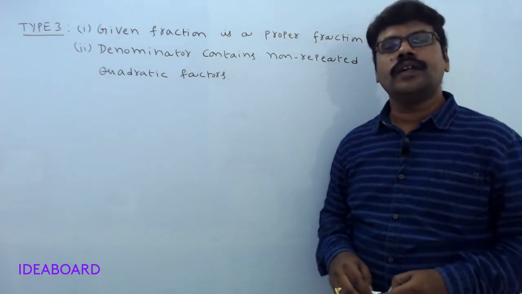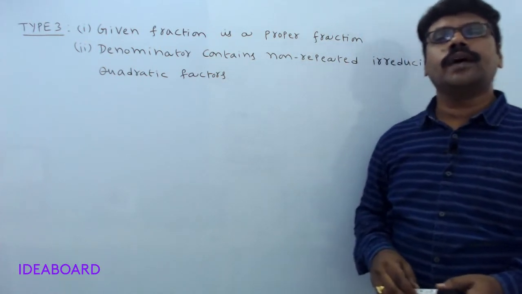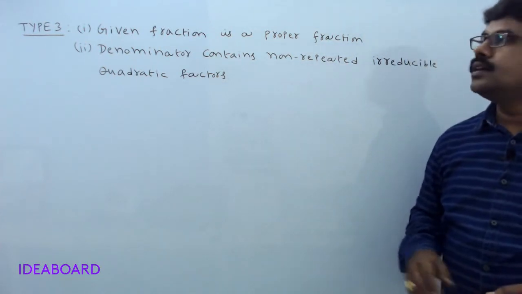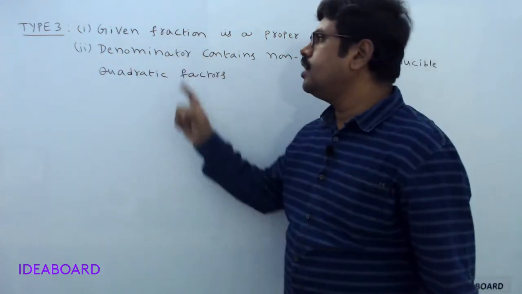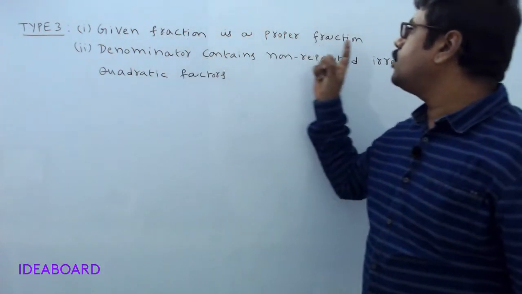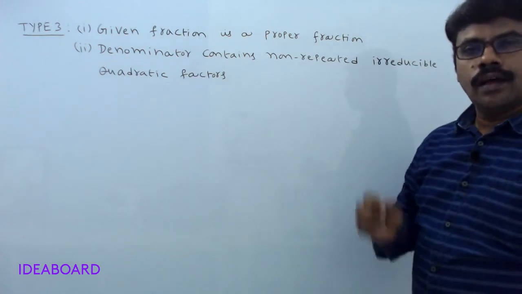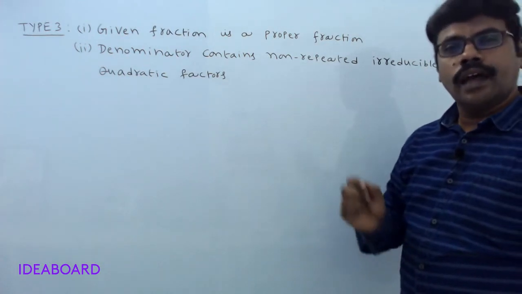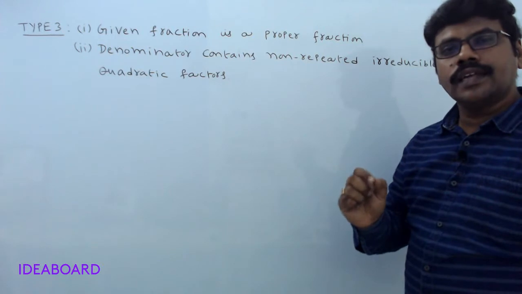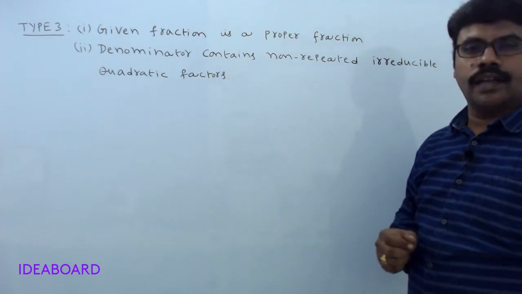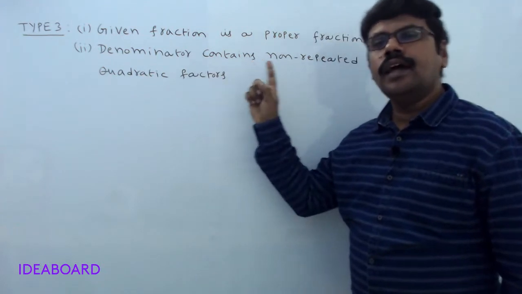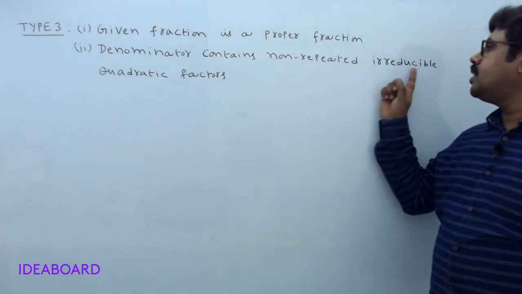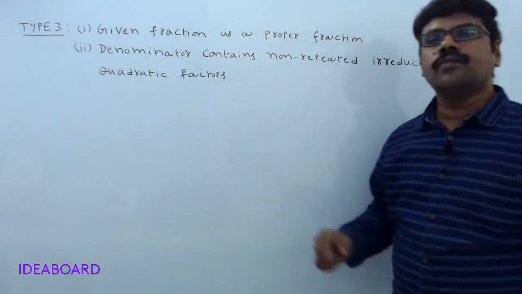Today we are going to discuss type 3 partial fractions. Now see the conditions in type 3. Condition number 1, the given fraction is a proper fraction. Proper fraction means the degree of the numerator is less than the degree of the denominator. Condition number 2, the denominator contains non-repeated irreducible quadratic factors.